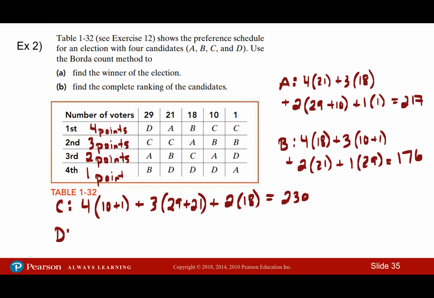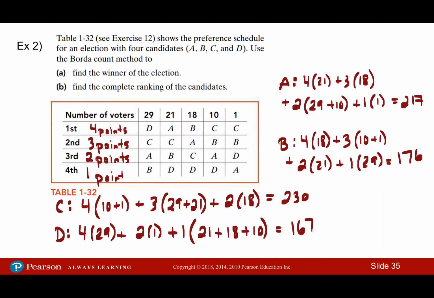Let's look at D. D came in first place on the 29 ballot, then came in second to last on one ballot, and then came in dead last for 3 of those ballots. That's not going to get a lot of points. The grand total for D is 167.